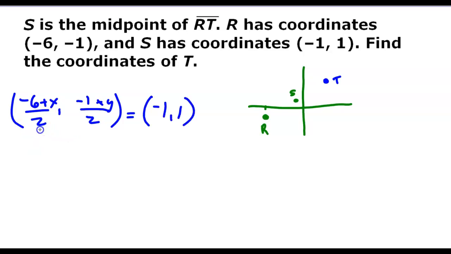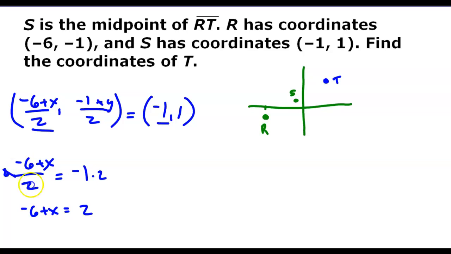So what I'm going to do in blue is I'm going to do the x's first. Negative 6 plus x over 2 equals negative 1. Multiply both sides by 2. You're going to get negative 6 plus x equals 2. I multiply both sides by 2 to get rid of the division. Those reduce out. Add the 6 over, and I'm going to get x equals 8.